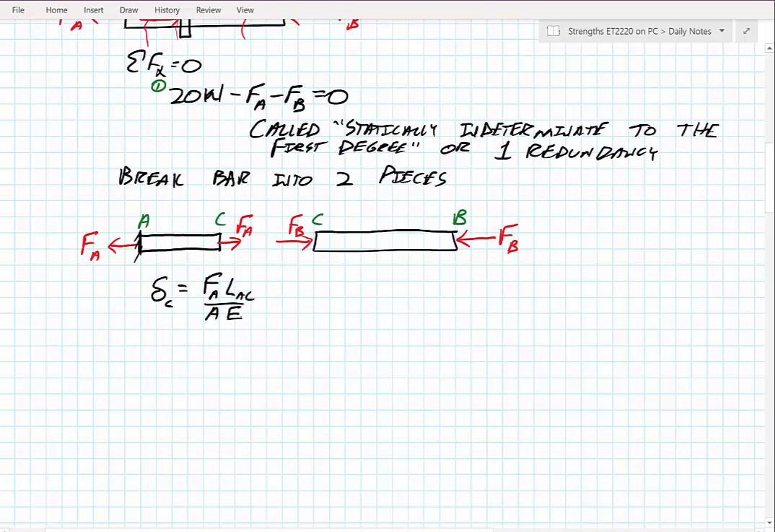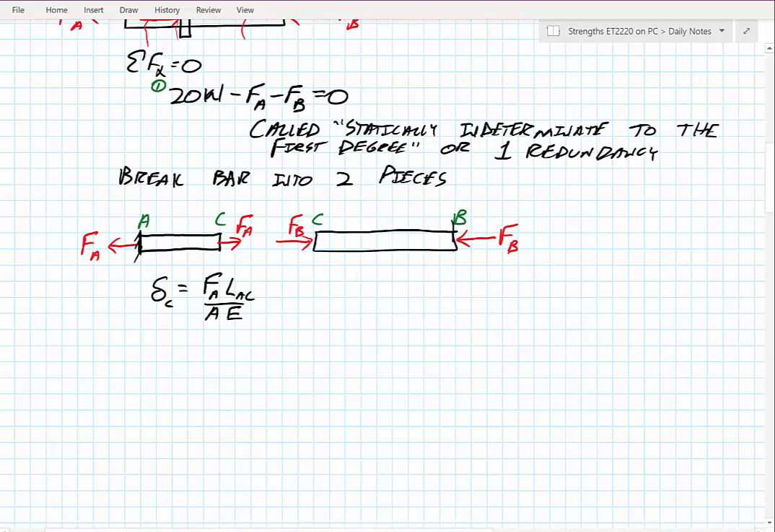So that looks like what we've seen before. Before we were calling it PL over AE, but it's the same idea. Just putting in my variables. Instead of a P, I have a force at A. Instead of a length, I have LAC. Area and E are the same for both cross sections, so I'm not really doing too much with that.